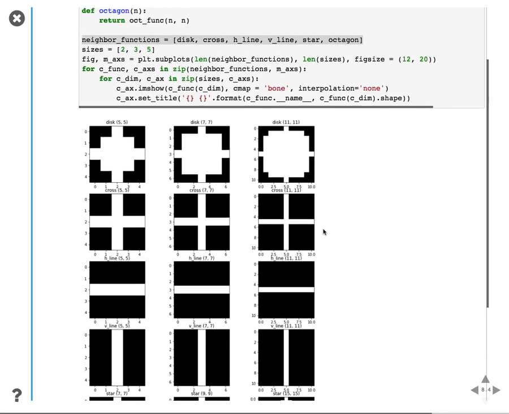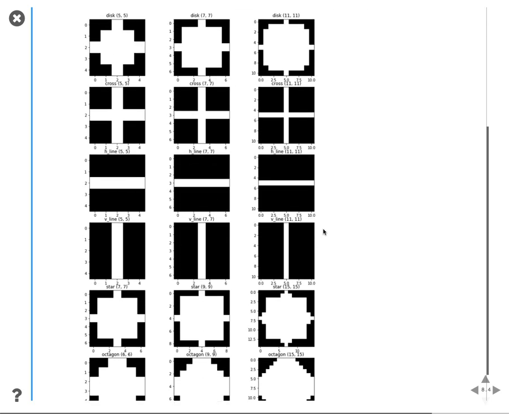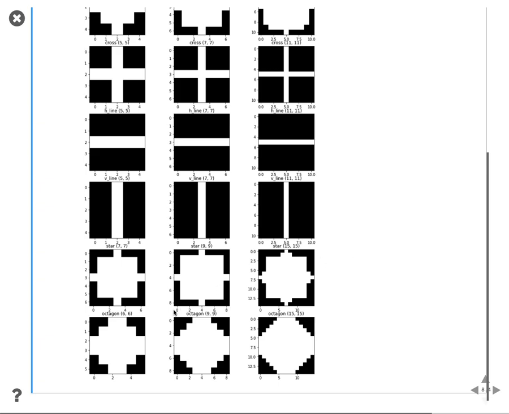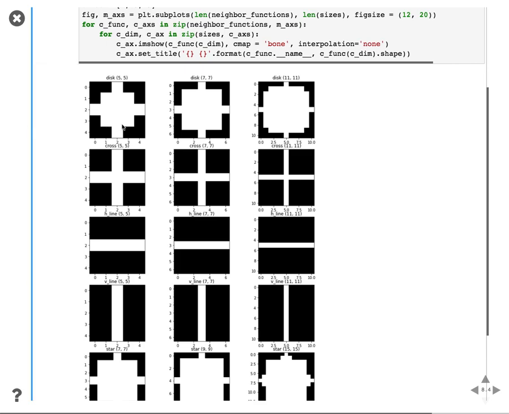Here's an example of a number of different types of neighborhoods, where disk is a relatively circular one in every direction. Horizontal line, vertical line, star, octagon, cross, all of which encompass different assumptions about how the distribution in your sample looks. Many of them have uses in many different cases, but for the most part, disk is what we'll be using for this class unless there are specific reasons to use something else.